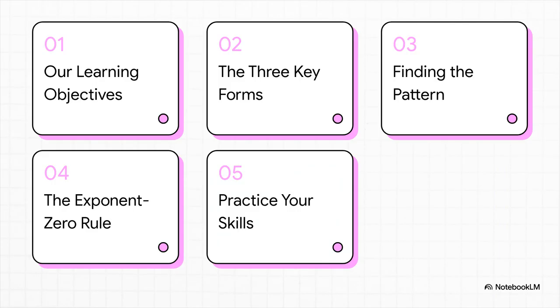So, here's our game plan. We'll start with our goals, then we'll get into the 3 different ways you'll see these numbers written. After that, the really cool part. We're going to find a pattern that makes this whole thing click. We'll call it the exponent zero rule. And finally, you'll get a chance to show off your new skills.